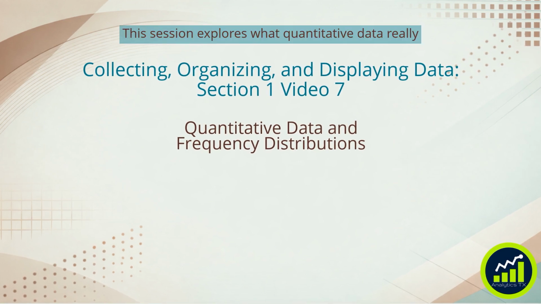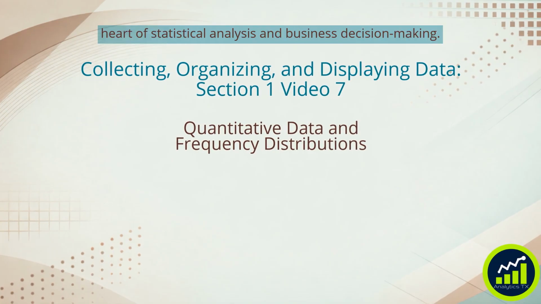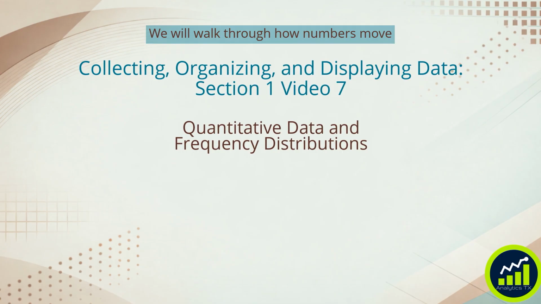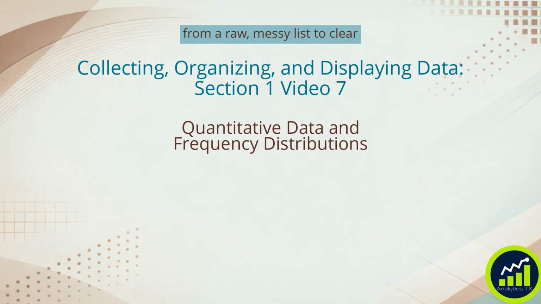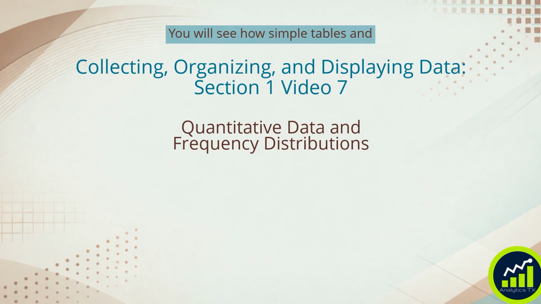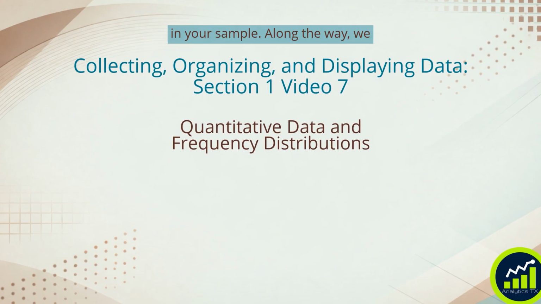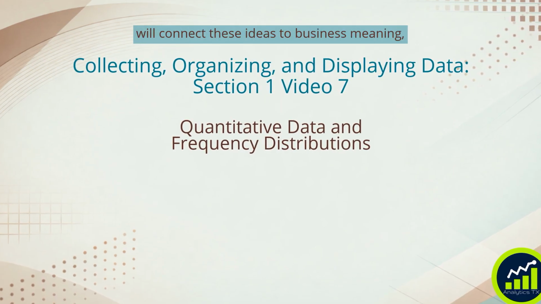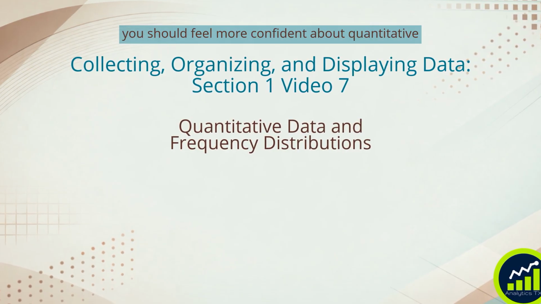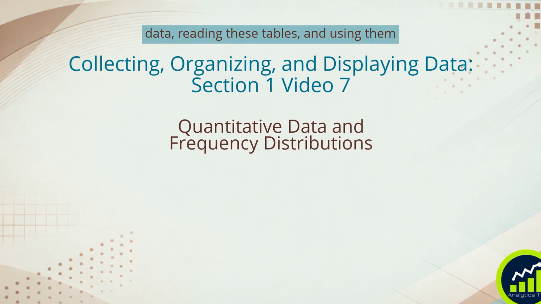This session explores what quantitative data really is and why it sits at the heart of statistical analysis and business decision-making. We will walk through how numbers move from a raw, messy list to clear patterns using frequency and cumulative frequency distributions. You will see how simple tables and intervals help you interpret what is happening in your sample. Along the way, we will connect these ideas to business meaning, not just mathematical mechanics. By the end, you should feel more confident about quantitative data, reading these tables, and using them to support decisions.